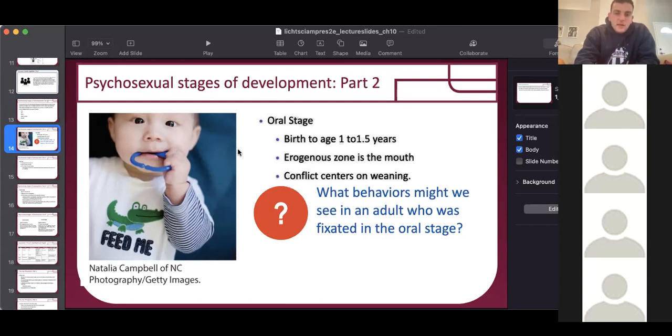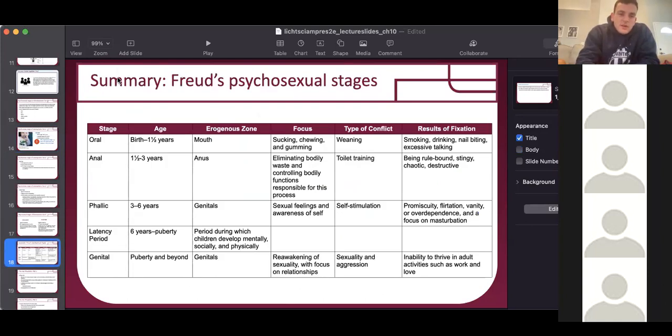So what behaviors might we see in an adult who was fixated in the oral stage? If you don't resolve these conflicts in these various stages, there are behaviors that could present themselves as an adult. Like I said, Freud was all about the unconscious feeding into the conscious. Just use the oral phase as an example. You can see here at the top the oral phase, the age at which it occurs, the erogenous zone, which is the mouth in this case. Focus is sucking, chewing, and gumming, so learning how to chew. The type of conflict is weaning. And then the conscious behaviors that can result from this unconscious lack of resolution in this phase would be smoking, drinking, nail biting, and excessive talking. You can see all of these behaviors center around the mouth. It's an oral fixation. Pretty much all of these phases are going to follow that pattern.